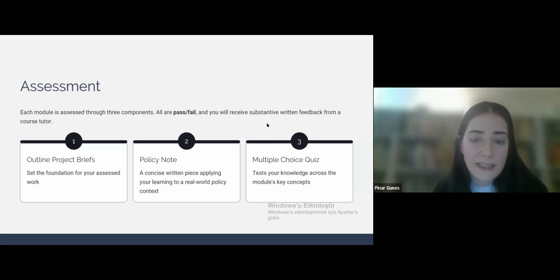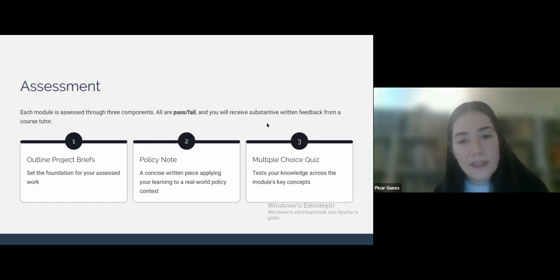For this policy note and outline project briefs, you can choose something related to your work. Of course, it should be related to the module's content, but you are free to choose whatever interests you or what you would like to work on. First, you outline these project briefs, and then after agreeing with the module tutor, you write a policy note, and after you hand it in, you receive substantive written feedback.